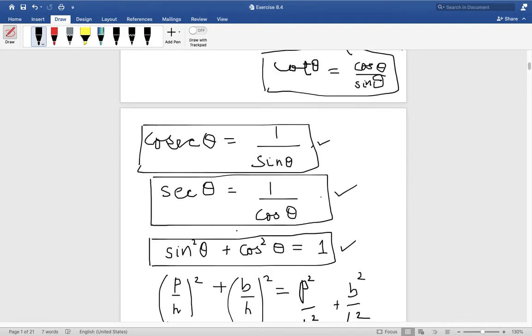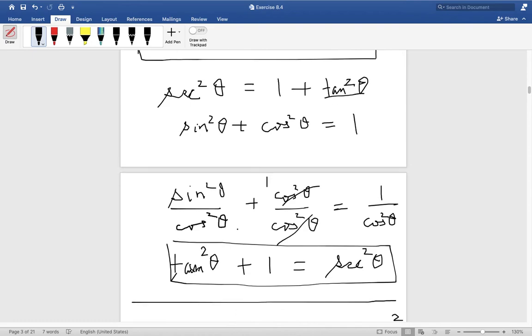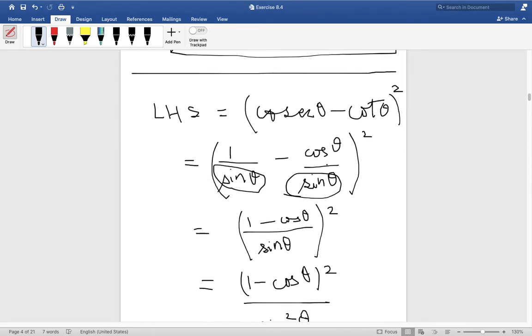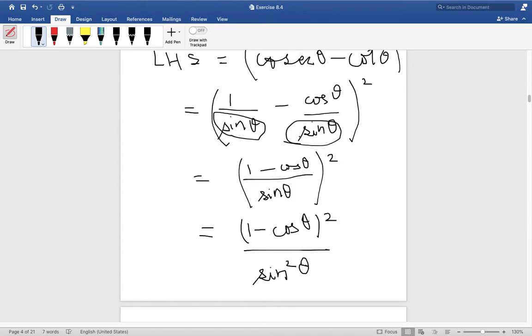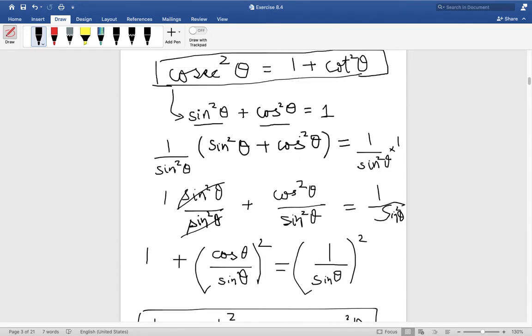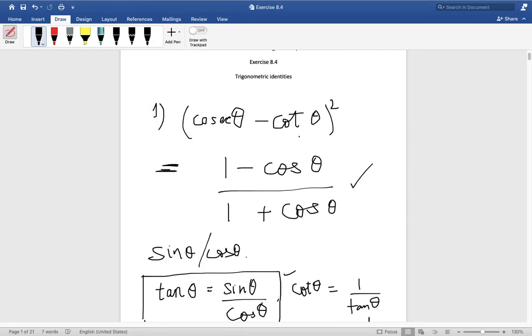So now let us look at the right hand side. What do we have here? We have converted the left hand side into sine and cos. As I said, it's very easy to just convert everything to sine and cos, both left hand side and right hand side. That makes our lives much easier. Now look at the right hand side. What do we need? 1 minus cos by 1 plus cos.